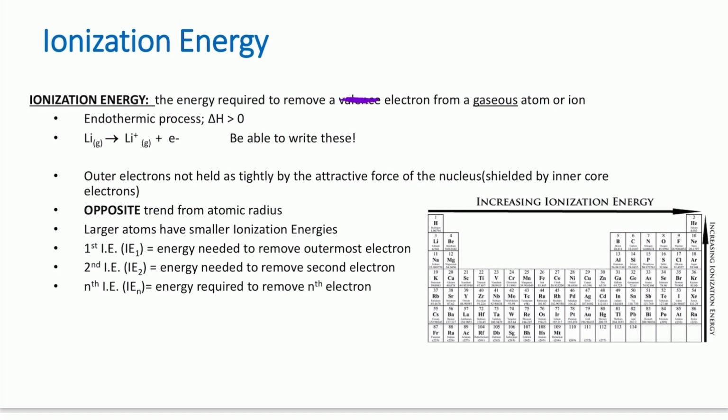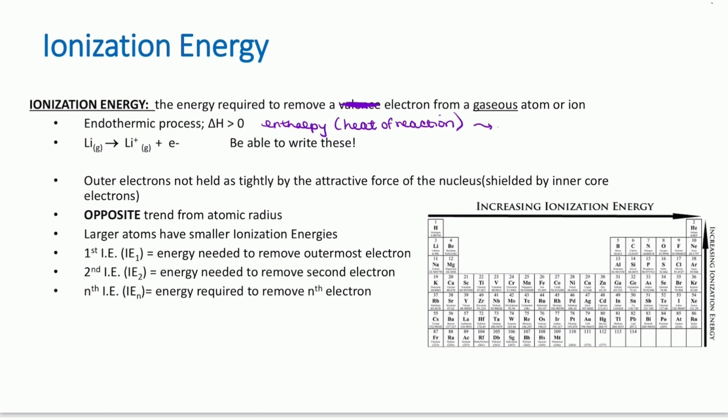Endothermic means delta H, or your enthalpy, so heat of reaction, is greater than 0, just meaning it costs, and heat of reaction is related to energy, and so it costs to remove that electron.